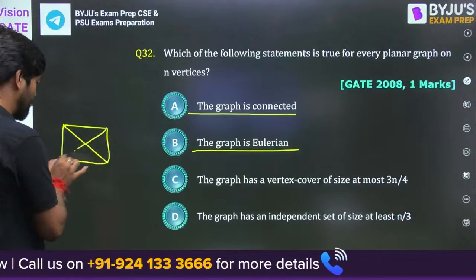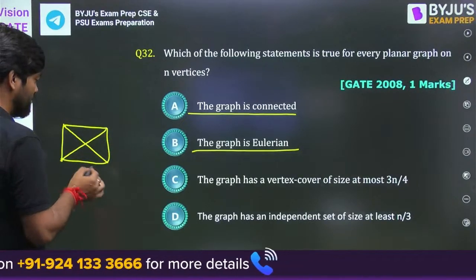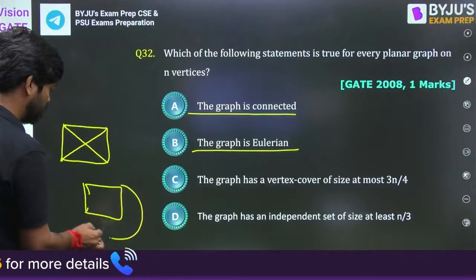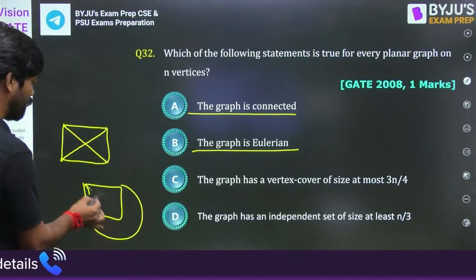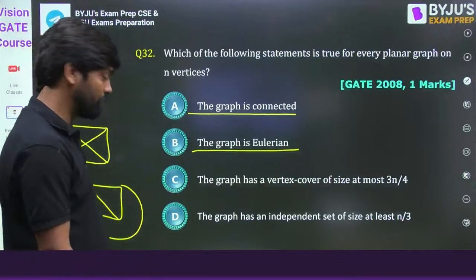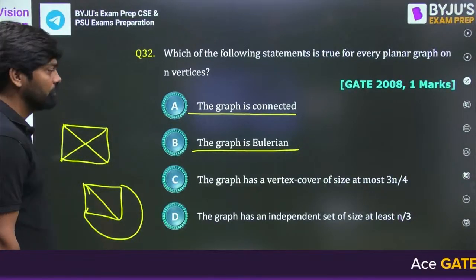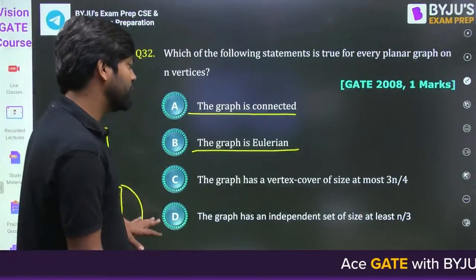Fine. This is a planar graph. Yes, you can draw it like this. This is a planar graph. But is it Euler, my dear friend? Is it Euler? No. So the graph is Eulerian: no. So this is right actually.